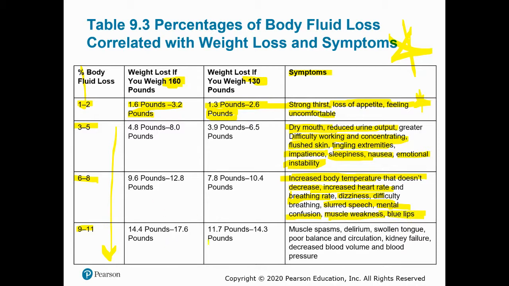And then when dehydration gets very, very severe, we can see complete delirium, muscle spasms, total lack of balance, swollen tongue. We might even see kidney failure. And then we're ultimately going to see decreased blood volume and decreased blood pressure as a result.